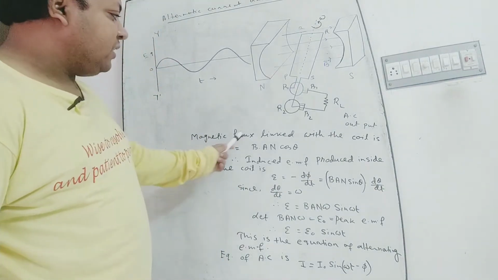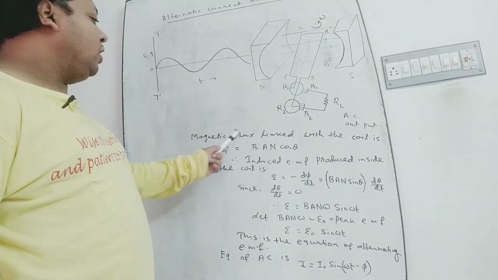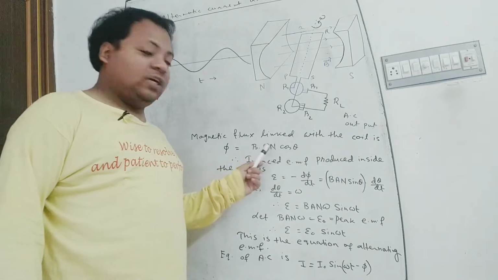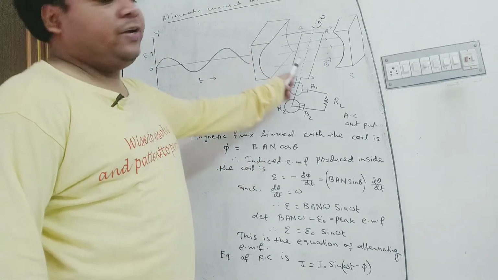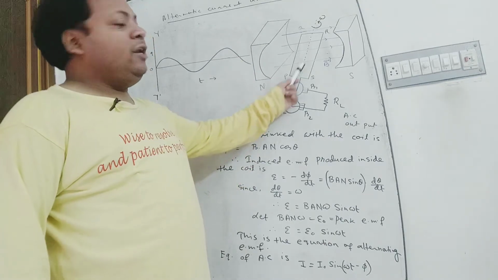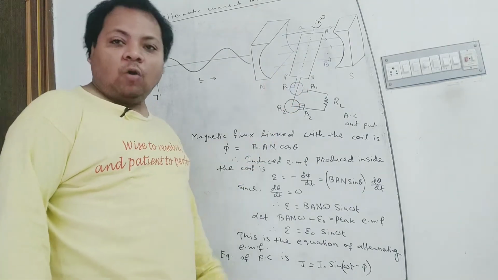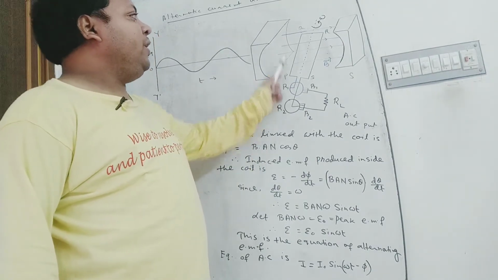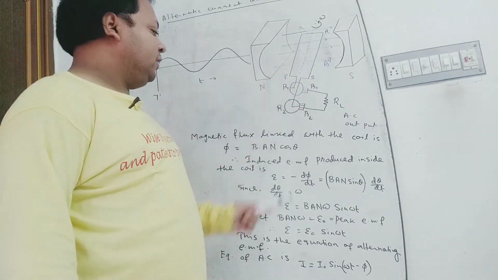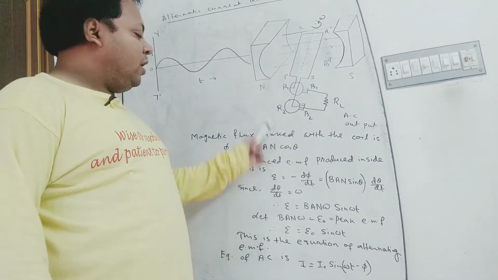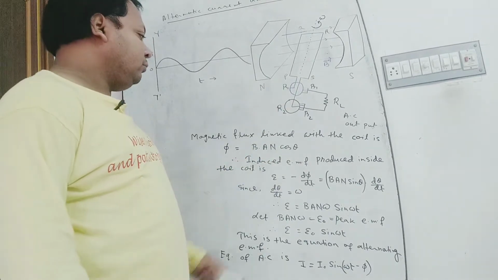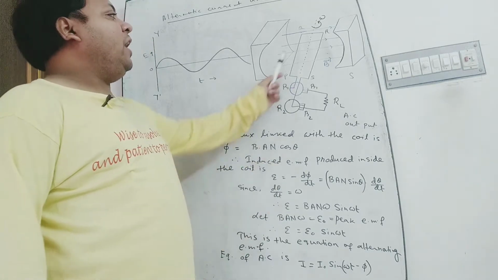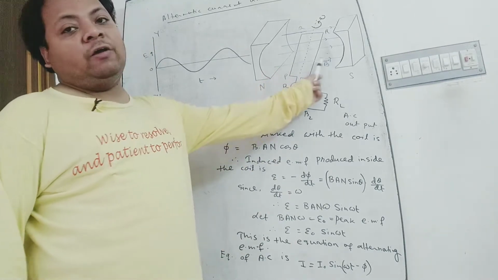Let the magnetic flux linked with the coil be phi equal to BAN cos theta. Here B is the magnetic field intensity, A is the area of cross section of the coil or of the loop, that is, A is equal to the area of armature PQRS. N is the total number of turns of the coil. Theta is the angle between the area vector and the B vector.